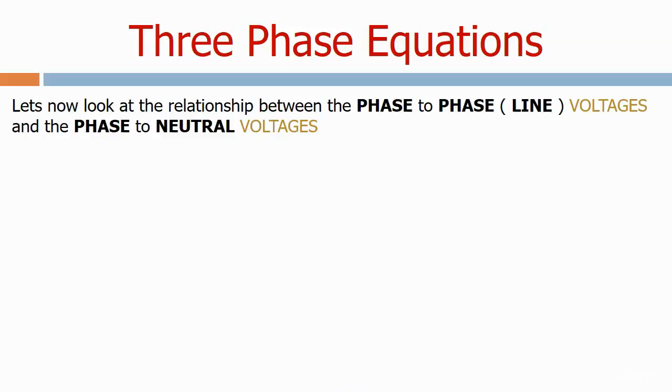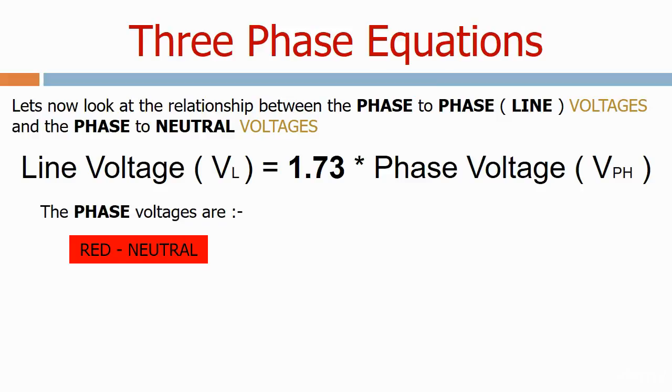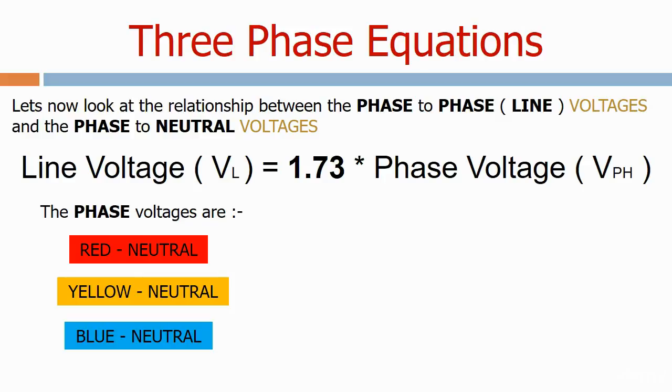Let's now look at the relationship between the phase-to-phase or line voltages and the phase-to-neutral voltages. As we said previously, line voltage VL is 1.73 times the phase voltage V phase. The phase voltages are red to neutral, yellow to neutral, and finally blue to neutral.